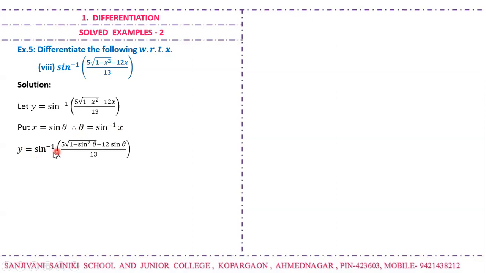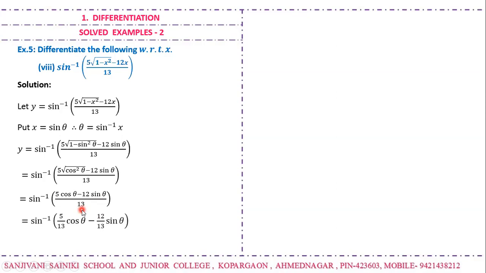So y is equal to sin inverse of 5 under root 1 minus sin square theta minus 12 sin theta upon 13. So 1 minus sin square theta is cos square theta and its root is cos theta. So we get sin inverse of 5 cos theta minus 12 sin theta upon 13. Now we will divide the numerator separately by 13: 5 upon 13 cos theta minus 12 upon 13 sin theta.